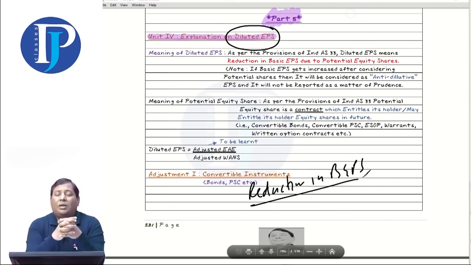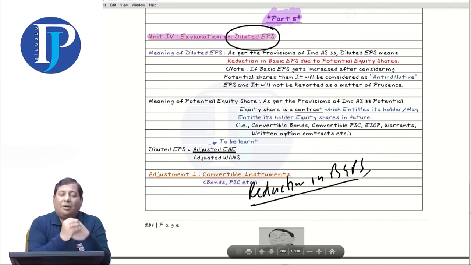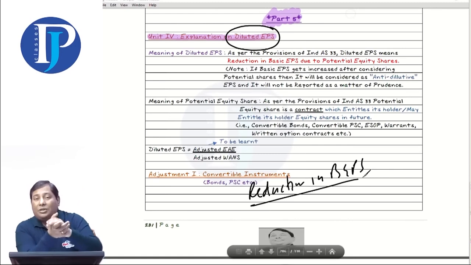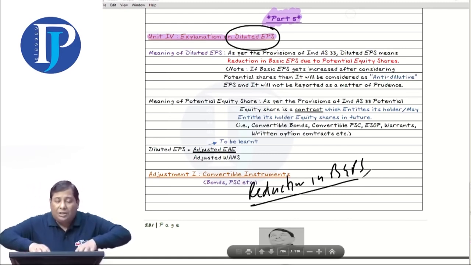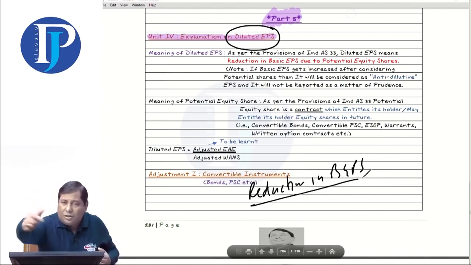You do one thing, just check how many potential equity shares you have, and what effect they will have on your EPS. But we don't know what the potential equity shares are. These are the shares that are not equity shares today, but as per the company's commitment, they will certainly be converted into equity shares in the future.